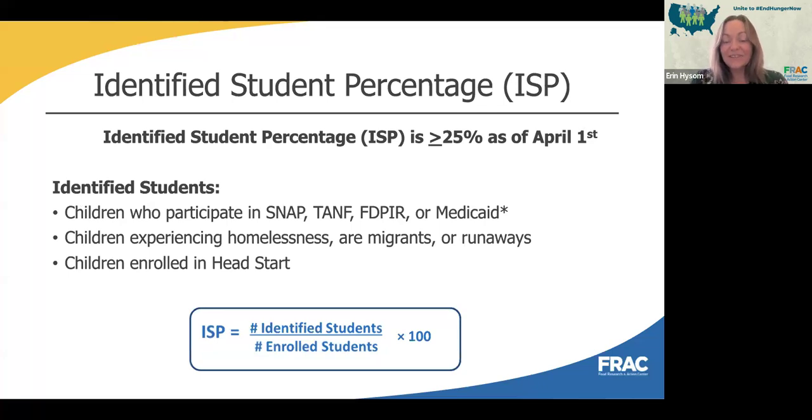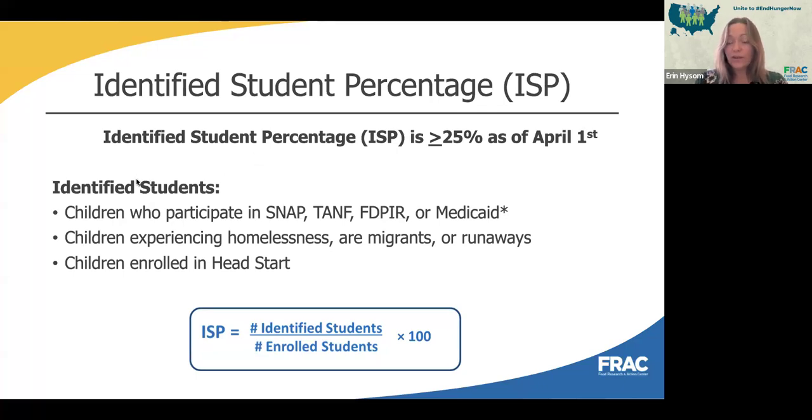Identified student percentage, or identified students, are a subset of children who would qualify for free and reduced price meals if the school accepted school meal applications. Identified students are those children who are automatically eligible for free school meals because they participate in another program or they fall into a specific category. So children who participate in SNAP, TANF, the food distribution program on Indian reservations, or in most states, Medicaid, as well as children who are experiencing homelessness, are migrants, or runaways, or those who are enrolled in Head Start, are automatically eligible for free school meals. These are your identified students.